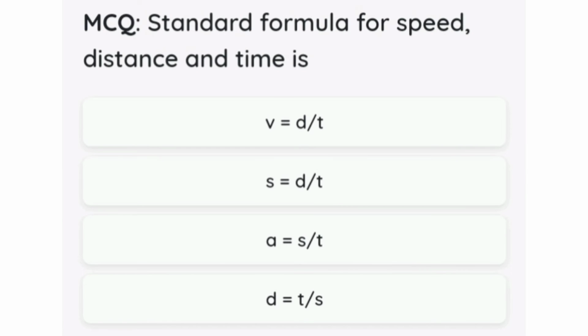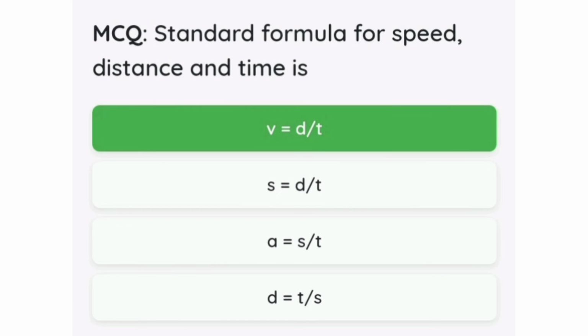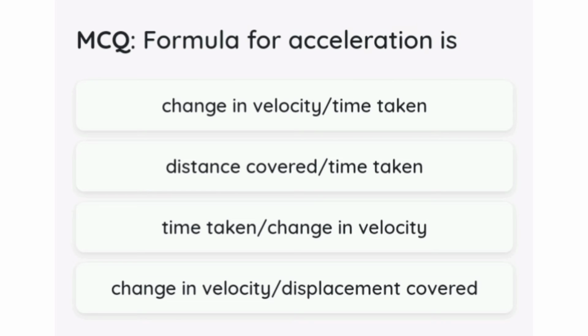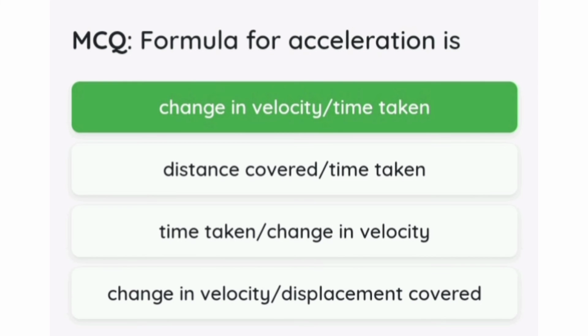So the next one: the standard formula for speed, distance and time is what? As we know, the formula is v equals d over t, means velocity is equal to the rate of change of displacement. And next we have the formula for acceleration. As we know, acceleration is the rate of change of velocity. So the right answer is change in velocity with respect to time taken, means how much velocity is changed in unit time, that is called acceleration.